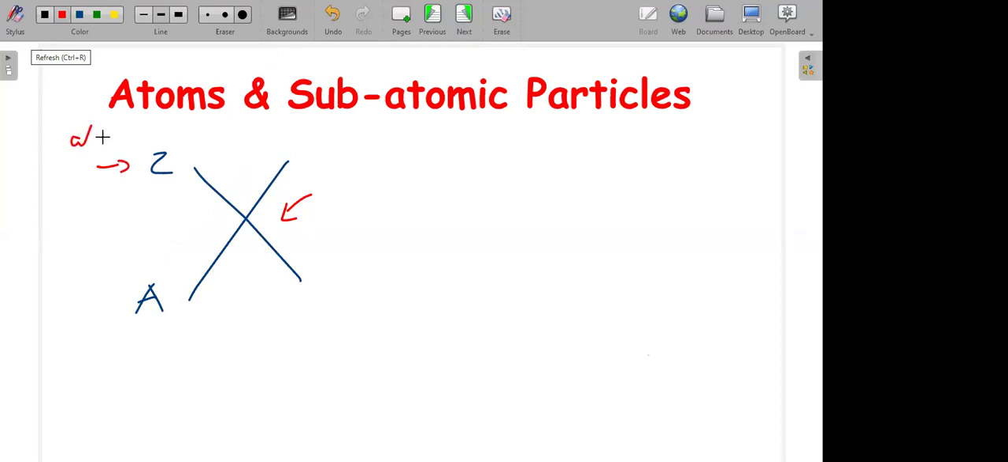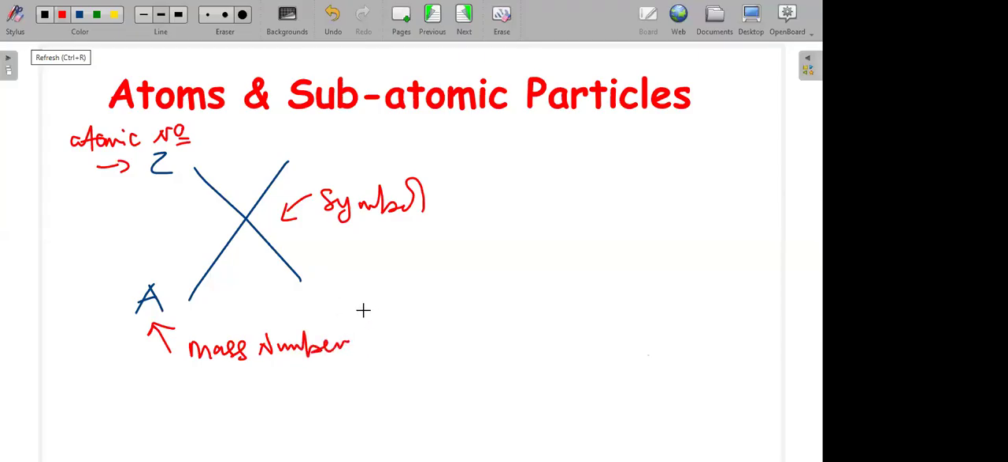Maybe I should be writing. So atomic number here. We said this one is just the symbol of the element, and then this A here represents what we call the mass number. Now, what is the mass number, and what is the atomic number? The atomic number is very easy. This is just the number of protons. The number of protons is referred to as the atomic number.